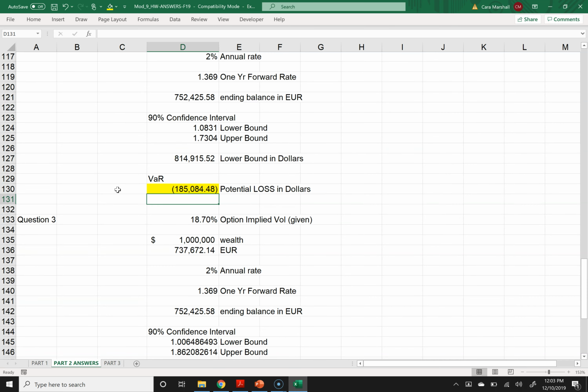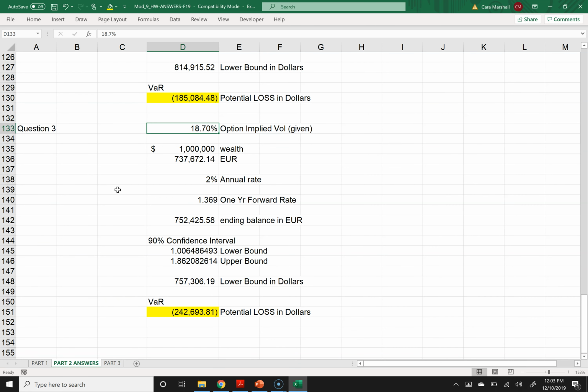Question 3 goes through a very similar exercise. It's just here we're using this given 18.7% option implied vol. But otherwise, it's the same. So again, just calculating this the same way, but our upper and lower bound is going to be different because we're using that new volatility. So same idea otherwise, and the VAR turns out to be significantly higher, a greater potential loss, significantly greater, because we have more volatility.